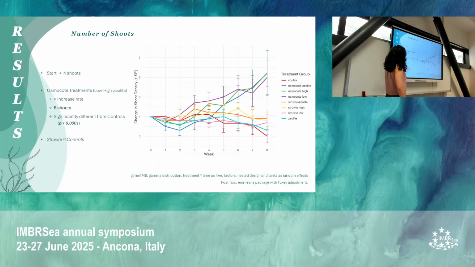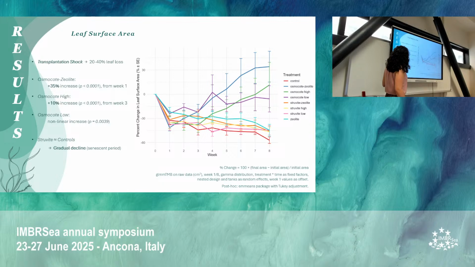About the results, here is the number of shoots, the shoot density. Each plant started with 4 shoots initially, and the osmocote treatments, however, at the end of the experiment increased by approximately 6 shoots per plant, which was significantly different from the control treatment. The struvite treatments, on the other hand, were similar to the controls, which are in red, and we can see a slow decline towards the end of the experiment.